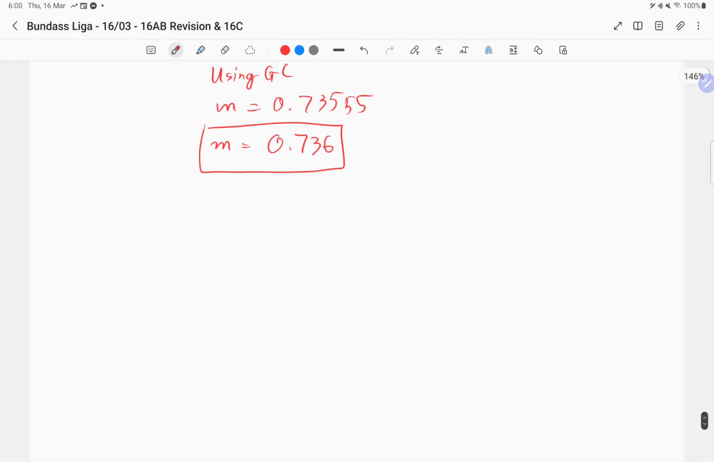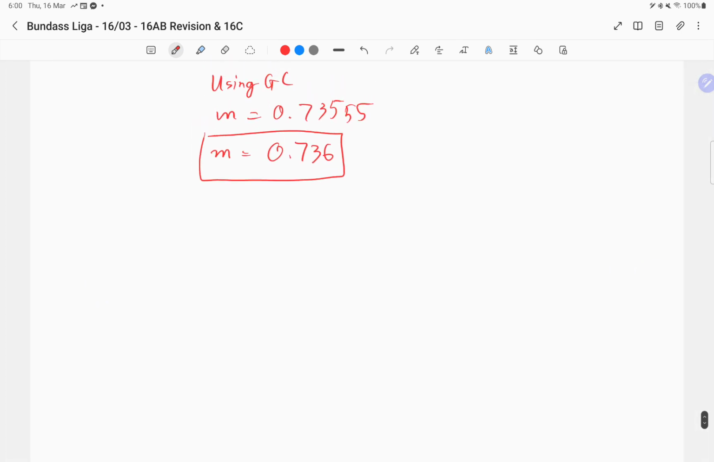Let's take a short break and then we'll move on with chapter 16C, measures of spread next.